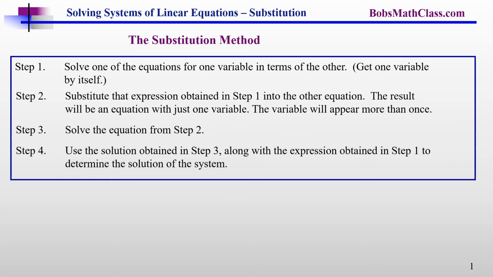All right, step three, we're going to solve that equation. And then step four, we're going to use the solution that we just got in step three, along with the expression obtained in step one, to determine the solution of the system. So we're going to use the answer that we got from step three to find the second variable, and that'll be the solution to the system. I know, we see all these directions like, what the heck does that mean, right? We need some examples. So let's do it.